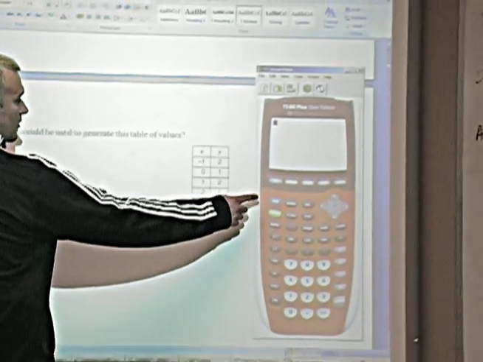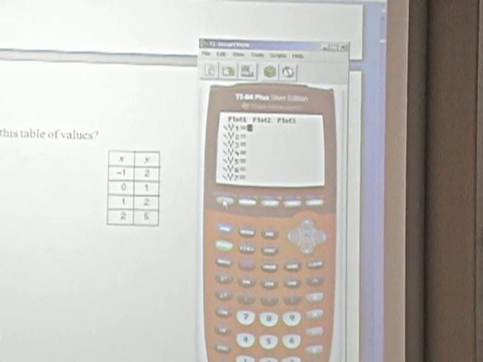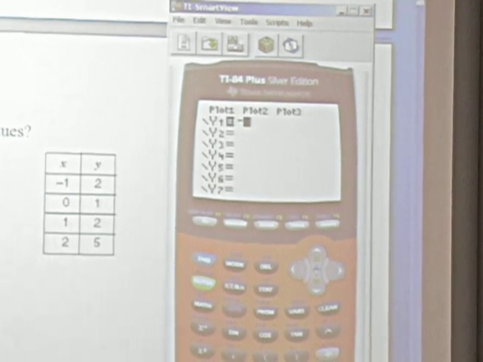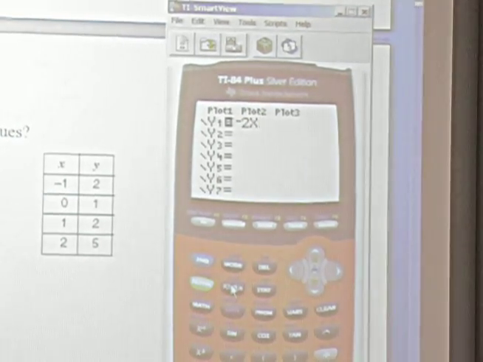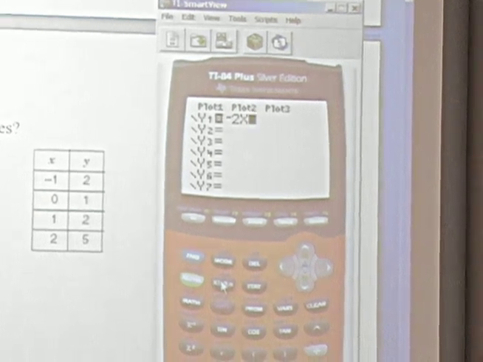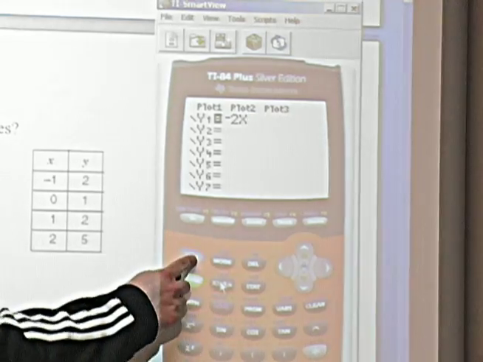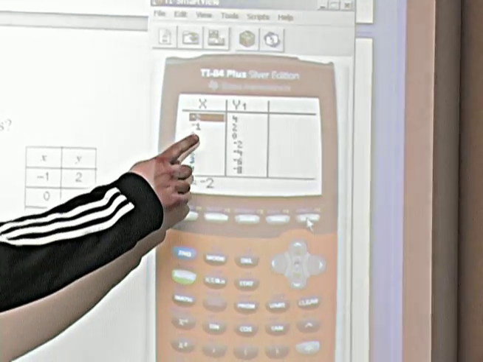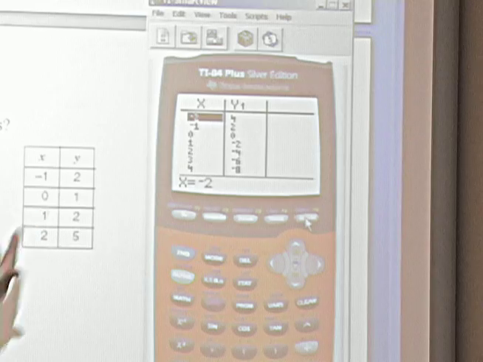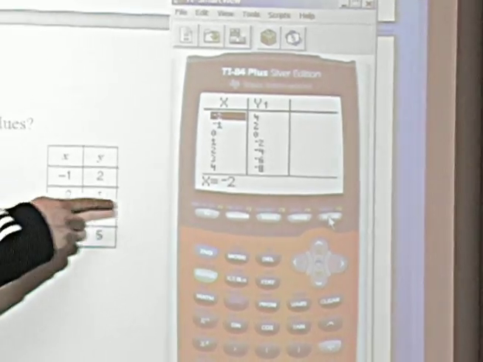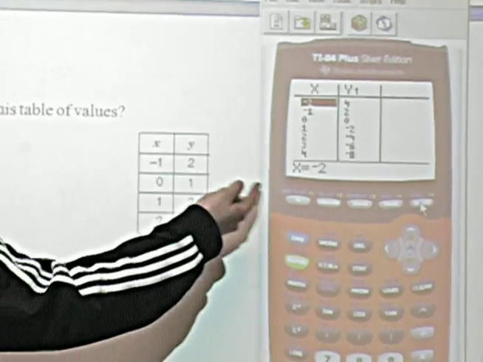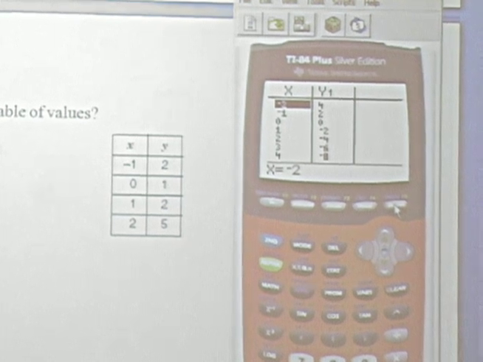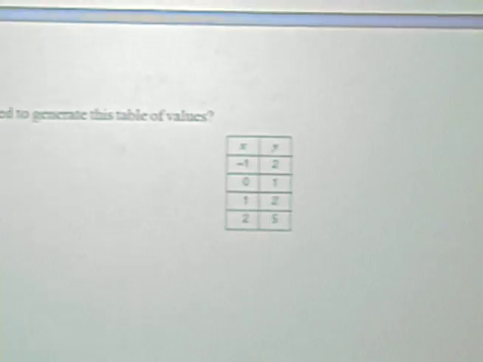So on the calculator, I'd start by hitting y equals, and I would type in answer choice A, which is -2x. And since I want a table to appear on the calculator and I want to see if it matches up with this, I would hit second graph, which stands for table. And as you can see, I've got -1, 2, and that works. But then I look at my next row in the table and it says 0, 1, and I've got 0, 0. So I know automatically, just by using the calculator, that A is wrong.